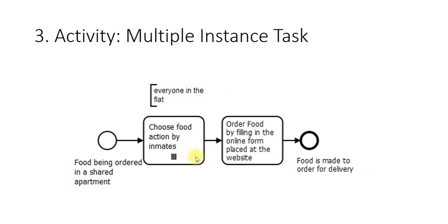Once everyone in the flat chooses the food, we get to the next task, which is order food by filling in the online form placed at the website. Once that is done, food is made to order for delivery, which is the end event, and the order fulfillment has happened. So this is an example of a multiple instance task, which is indicated by a lot of straight lines in this portion of the task.